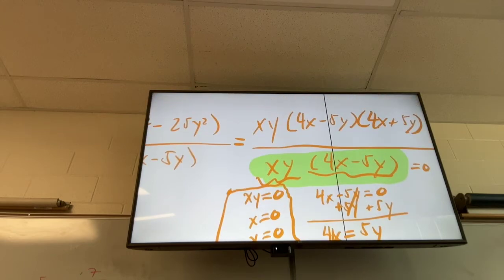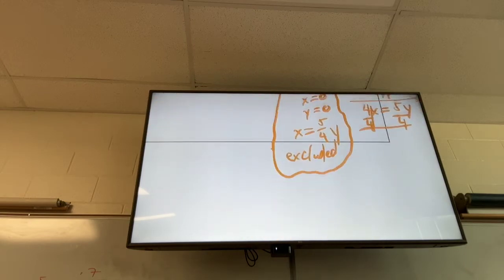Okay, so then the last step, right, I make everything look neat, I cancel everything that cancels. So then I just have 4x plus 5y with these guys excluded. Those are the ones that get excluded.